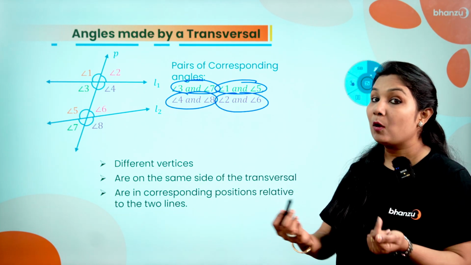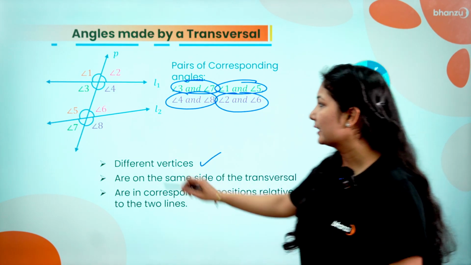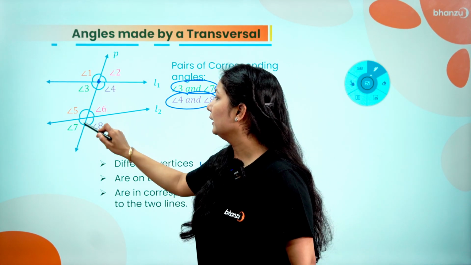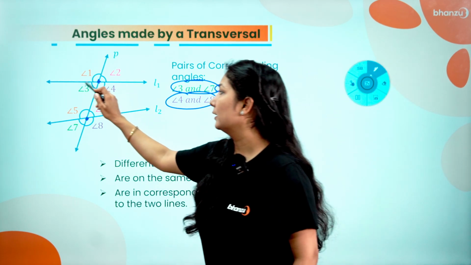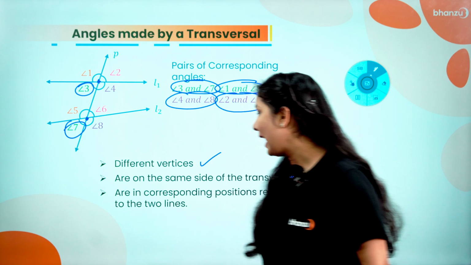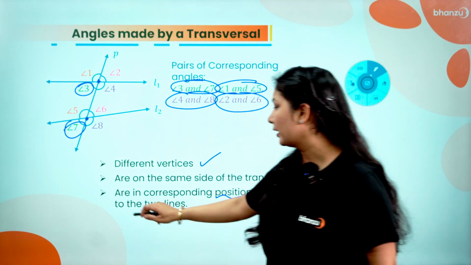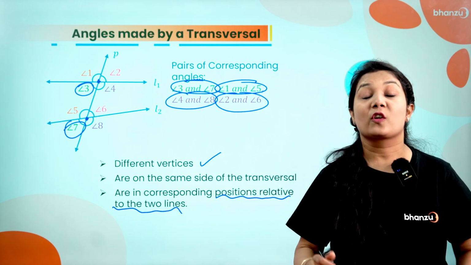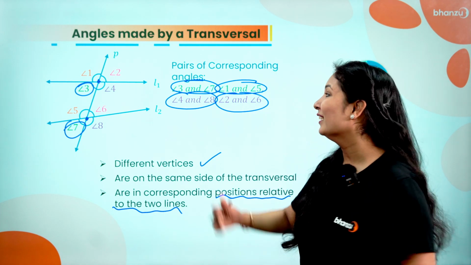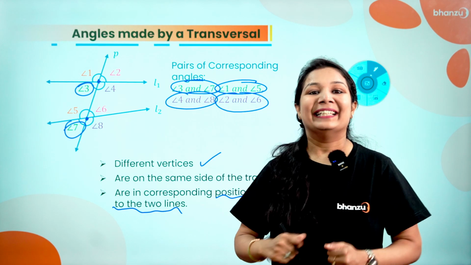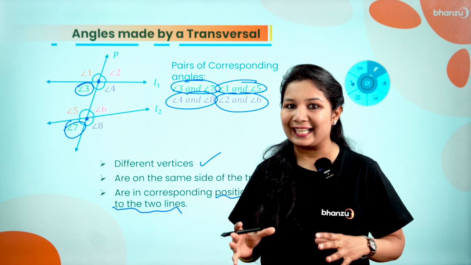Yeah. Now, how do we define them in general? They are on different vertices. Yes, we can see this is the vertex for 3, this is the vertex for 7. They are on the same side of the transversal. Yes, they are. And they have corresponding positions relative to the two lines. So, if one is in the exterior part, the other is on the interior part of the angles formed by the transversal. Clear with corresponding angles now?